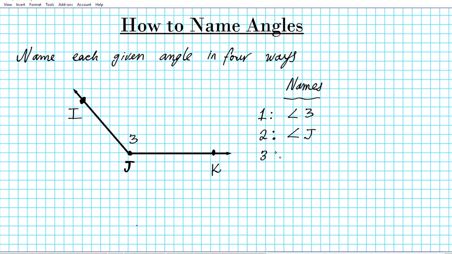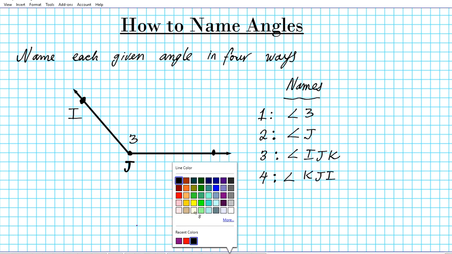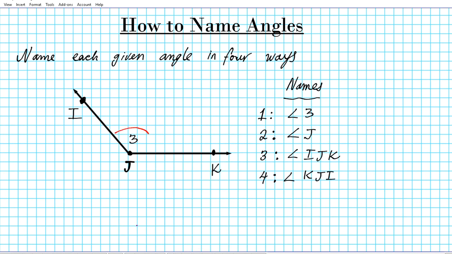And then another way you can name it is with the 3 points starting with I, J, K. Since J is the interior point where the angle is located, it's going to be in the center. So angle IJK is another name for this angle. And then the last name is angle KJI. Alright, so this is basically how you name angles that look like this in 4 different ways.